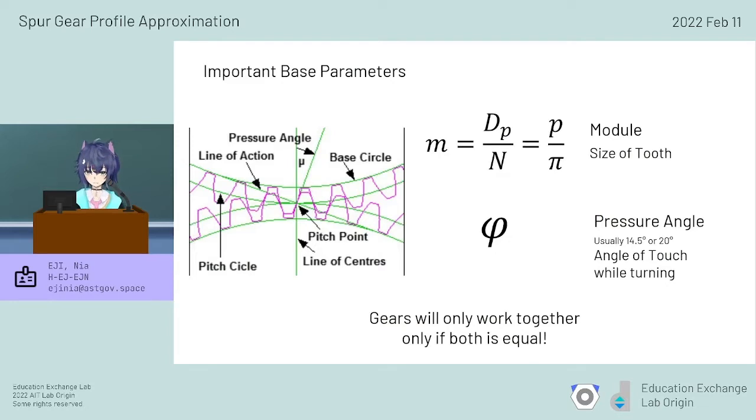There are two important base parameters when determining a spur gear profile. First is the module, which is the diameter of the pitch circle over the number of teeth. This determines the size of the tooth. Then we have the pressure angle, which is usually 14.5 degrees or 20 degrees. One important thing is, gears will only work together if the module and the pressure angle are equal.